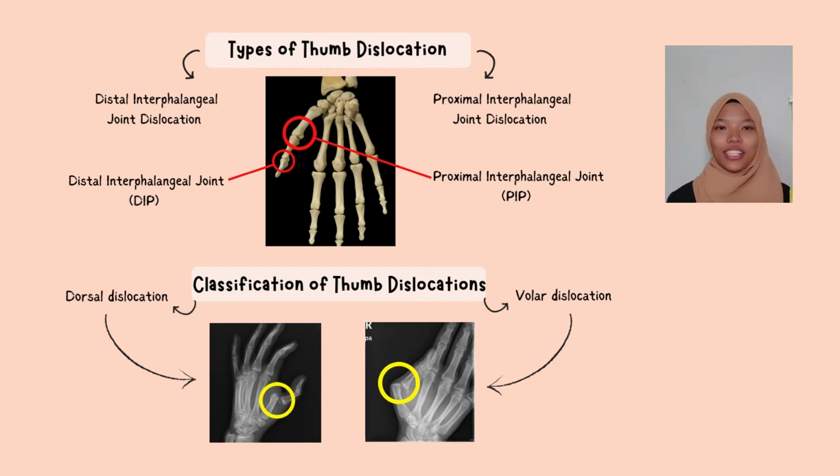Second is volar dislocation, where the phalanx close to the fingertip is displaced toward the palm of the hand. This dislocation is usually caused by hyperextension or hyperflexion injury. For example, an object hits the tip of the thumb.